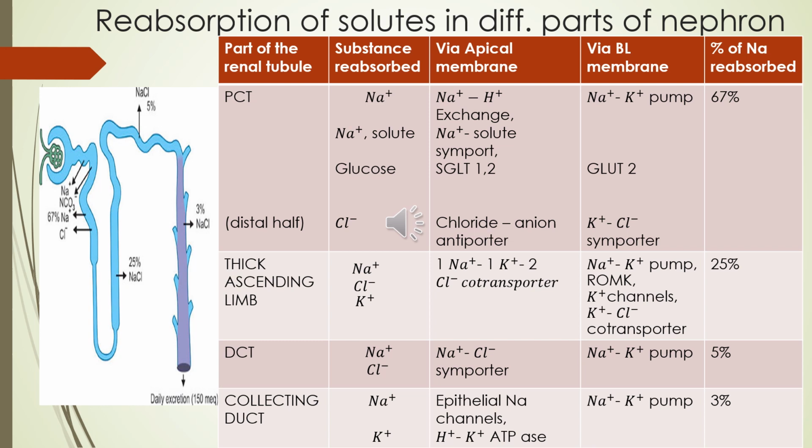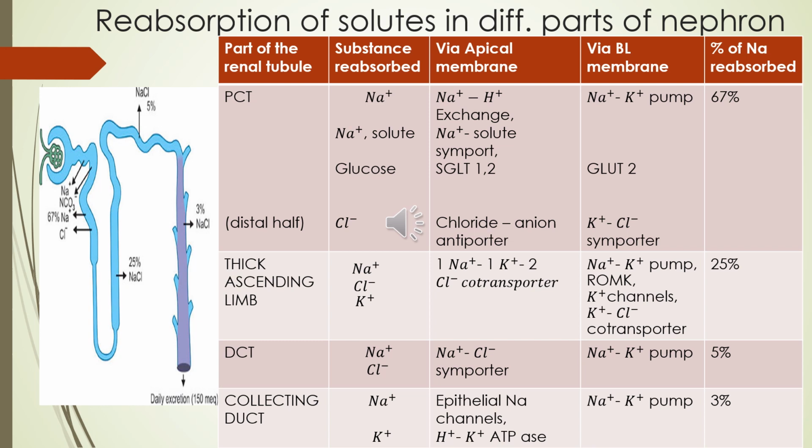Then in the thick ascending limb, sodium, chloride, and potassium ions are reabsorbed via one sodium, one potassium, two chloride co-transporter in the apical membrane. There are sodium-potassium pumps, renal outer medullary potassium channels, and other potassium channels, and potassium-chloride co-transport, etc., present in the basolateral membrane for the reabsorption of these sodium, chloride, and potassium ions. About 25% of sodium is reabsorbed from the thick ascending limb.